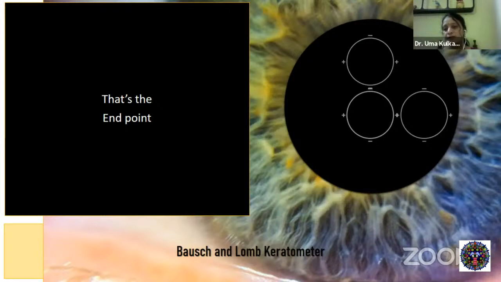And make a note of these readings. Suppose you actually want to know the radius of curvature on the same knob on the opposite side. Radius of curvature is given, where you see values like 7.9, such values you get. You can make a note of these values also if you need the radius of curvature. So that's the endpoint in case of Bausch and Lomb.